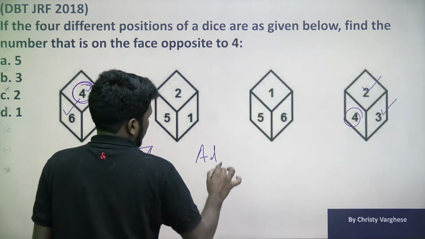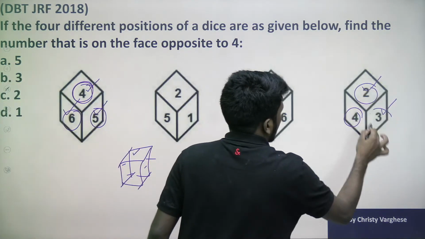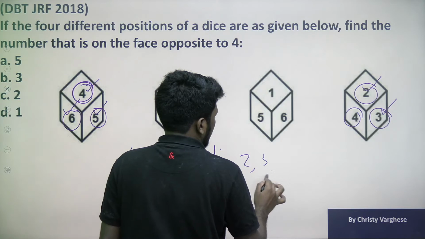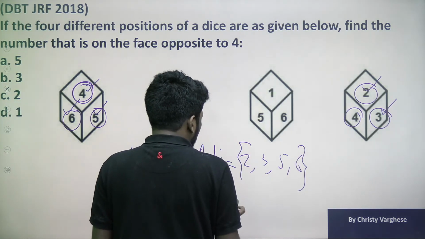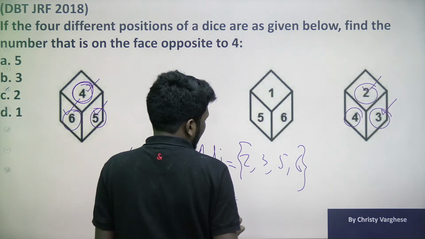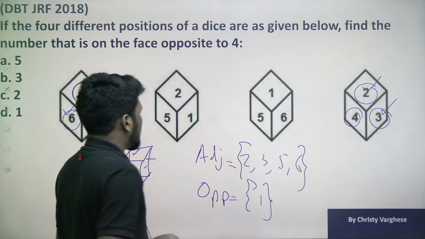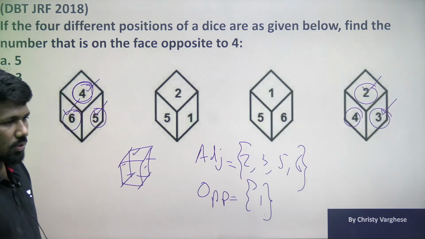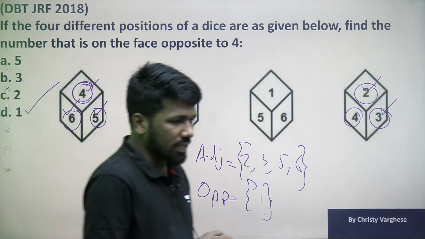For this face with number 4, the adjacent faces we already understood. They are number 5, number 6, number 2 and number 3. So 2, 3, 5, 6. So obviously the only one remaining face will be the answer. Only one remaining face will be 1. So that will be the opposite of 4. Did you all understand? So 1 is the answer. Option D, 1 is the answer.